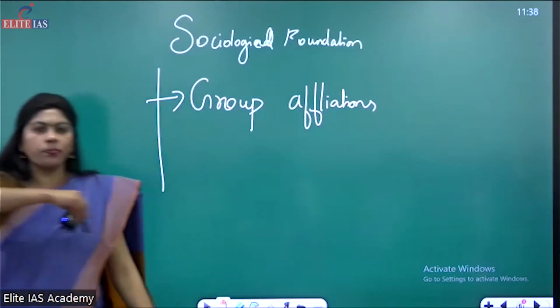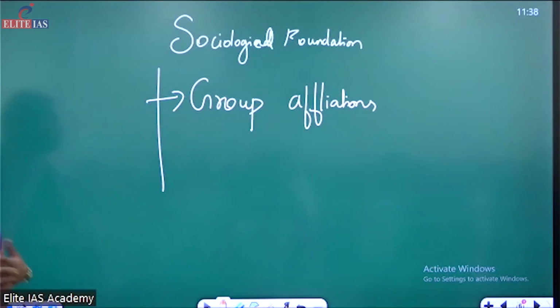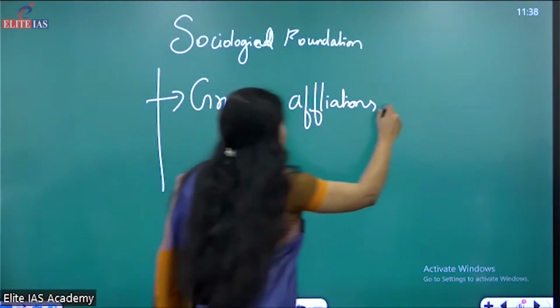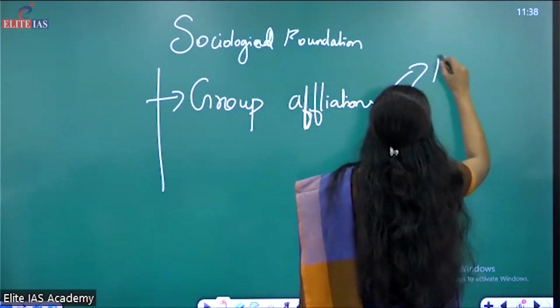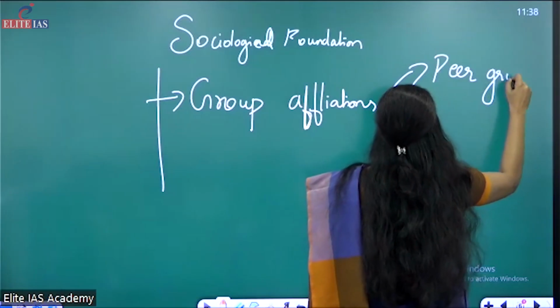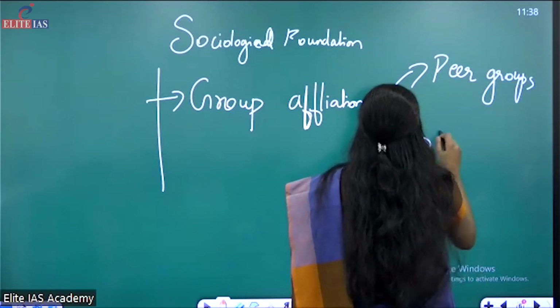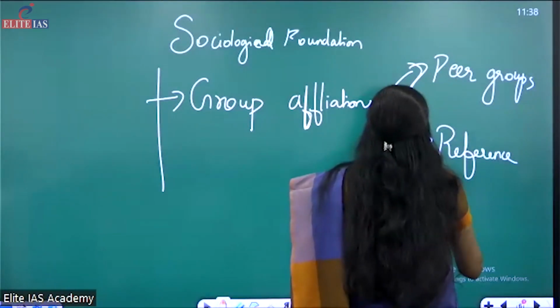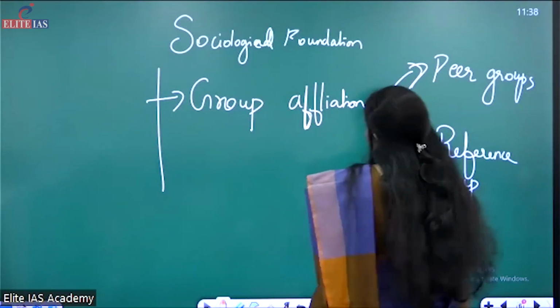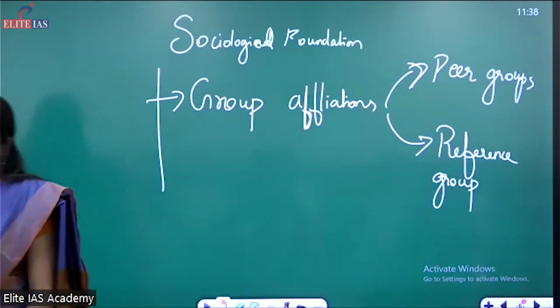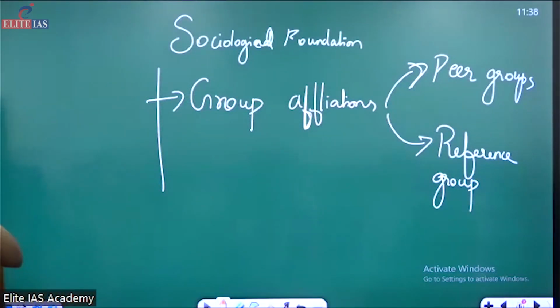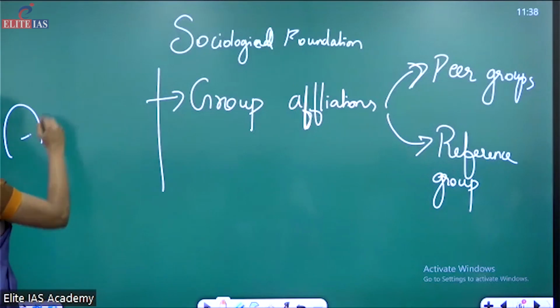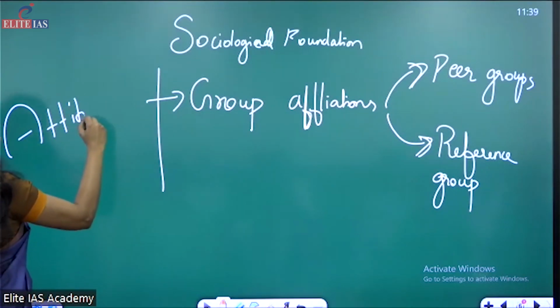Affiliations, group affiliation. As we have already discussed, there are two groups we know, peer groups and reference group. Do you remember that? Here, we are going to consider both. Based on that, our attitude is formed. So, first, group affiliations. Here, two words we have to remember. One is attitudinal homogeneity. Attitudinal homogeneity means all the members of the group form the same attitude.